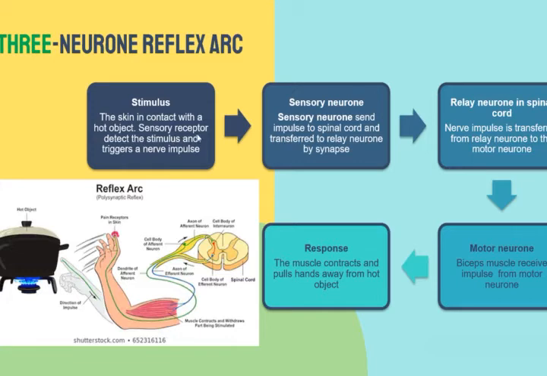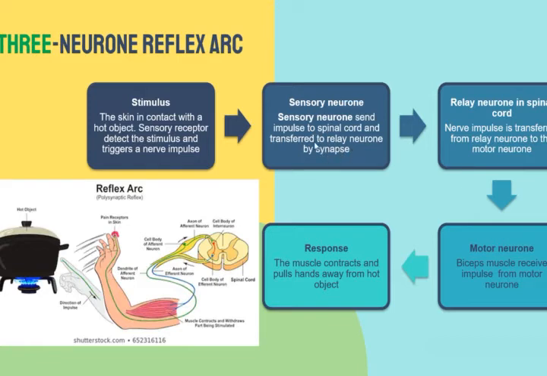The sensory receptor, which refers to the thermoreceptor here, will detect the changes in the temperature. The sensory receptor detects the stimulus and triggers a nerve impulse. The nerve impulse is then carried by the sensory neuron. The sensory neuron sends the impulse to the spinal cord and transfers it to the relay neuron by synapse.